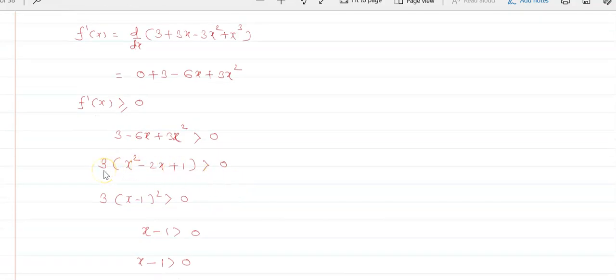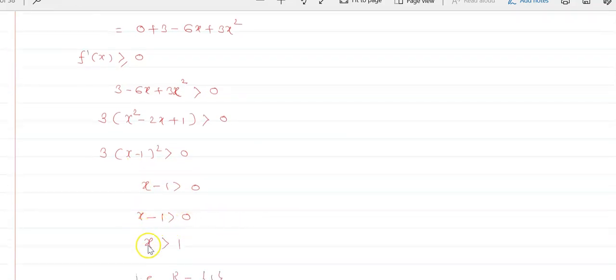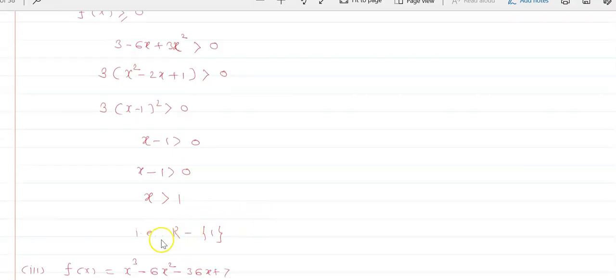Take 3 as common. Then in bracket you will get x square minus 2x plus 1. It's a perfect square. Therefore x minus 1 whole square is positive. For it to be positive, the value of x is greater than 1, that is, x belongs to R minus 1. For these values, R minus 1, the given function is increasing.